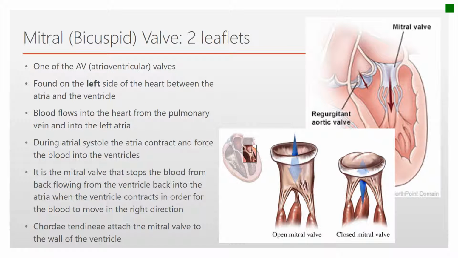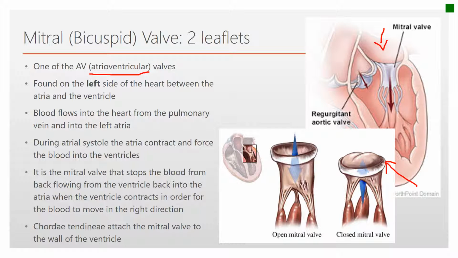So the first valve I'll be talking about is the mitral or bicuspid valve. It has two leaflets. I don't have an image on this PowerPoint slide, but the next one I do, so I'll show that later on. The mitral valve is one of the AV or atrioventricular valves. It's found on the left side of the heart between the left atria and ventricle. Blood will flow into the atria from the pulmonary vein. At this point, the valve is closed, so it looks like this.